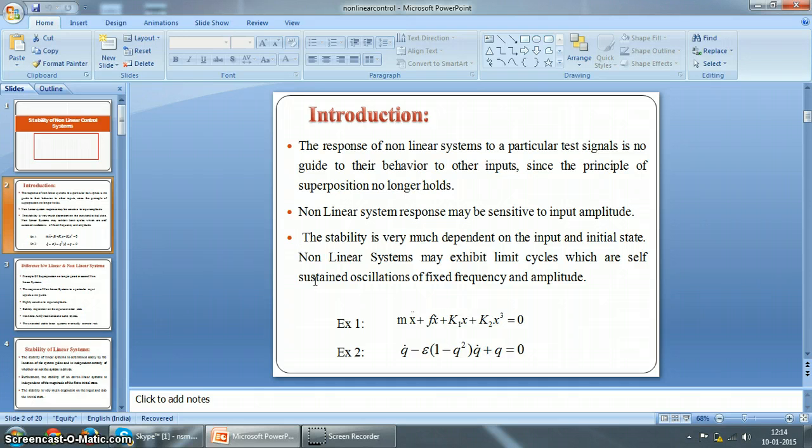So, in example 1, we have given the mathematical equation of the spring mass damper system: m x double dot plus f x dot plus k1 x is equal to 0. It is a linear system, but we have added one nonlinear term to that equation. Automatically the system becomes a nonlinear system. Means here we added one nonlinear element to that spring mass damper system. Similarly, example 2 is also an example for a nonlinear system.